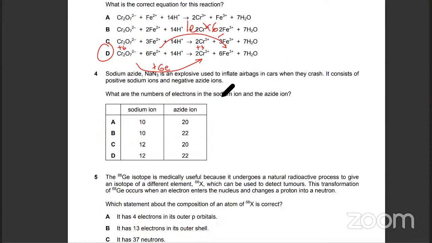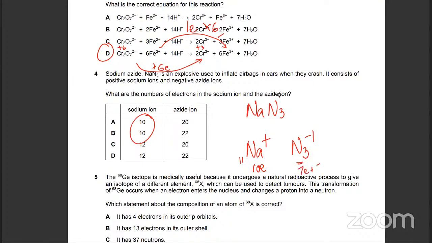Then sodium azide. What are the numbers of electrons in the sodium ion and the azide ion? So sodium azide is Na, N3. Na is +1, N3 is -1. Now sodium normally has 11, that means it's got 10 electrons. 3 N's, how many? 7 electrons plus 7 electrons plus 7 electrons, so that's 21 electrons. But with the -1 charge, there's an extra 1 electron over there. So that's 22.